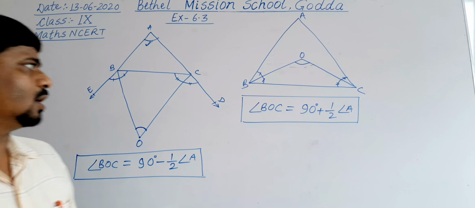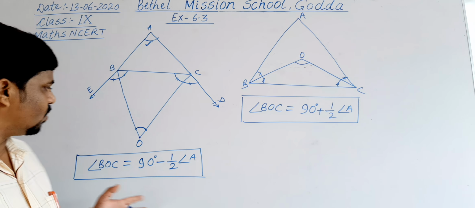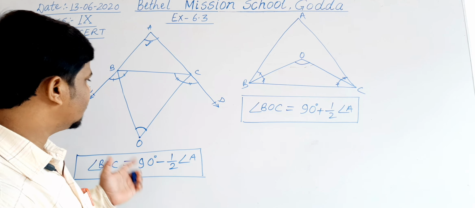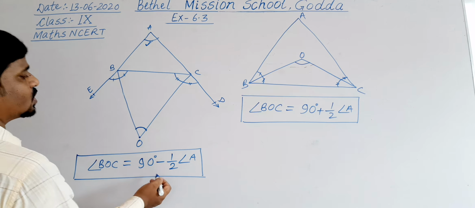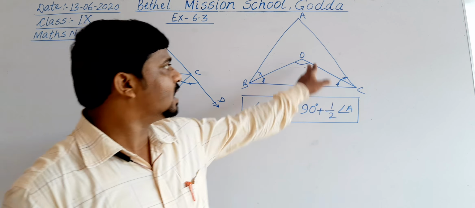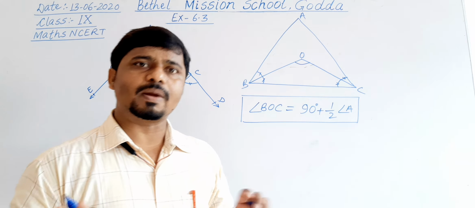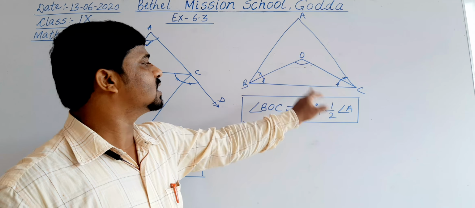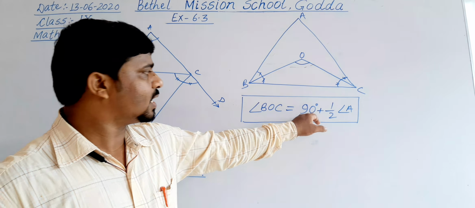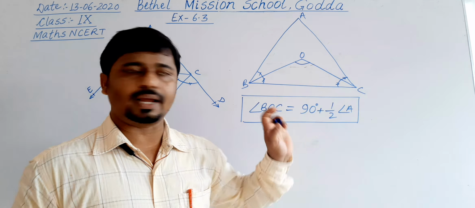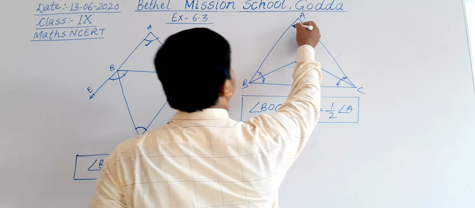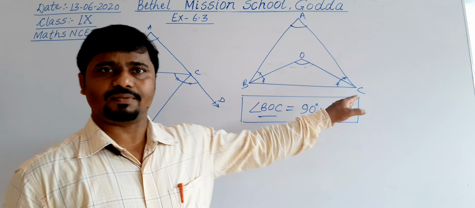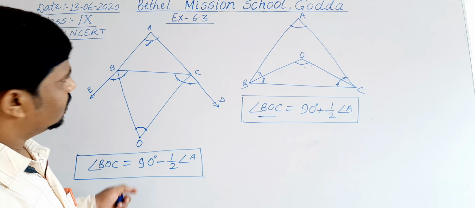Okay. These two properties are already solved in the NCERT book, so you can see the solution. But remember, outside minus, inside plus. Only remember this. Outside minus, and inside bisecting means plus: 90 degree plus half angle A. Then if angle A is given, you can get the value of angle BOC as 90 degree plus half angle A. Okay? Understand?